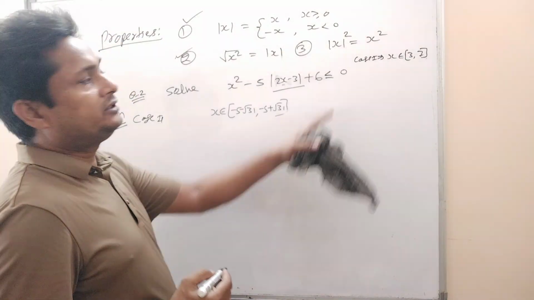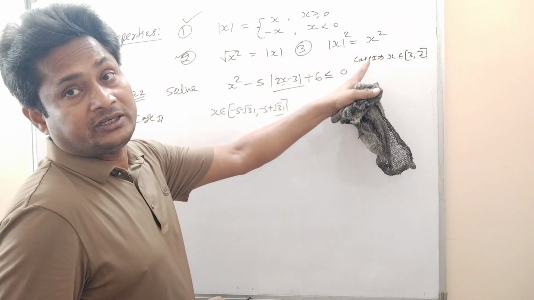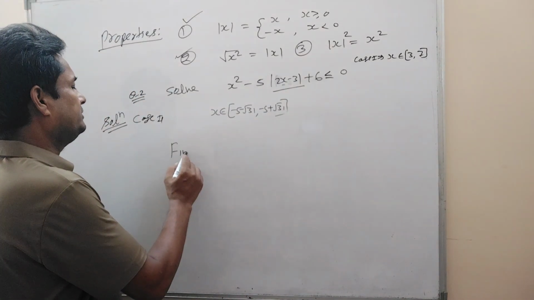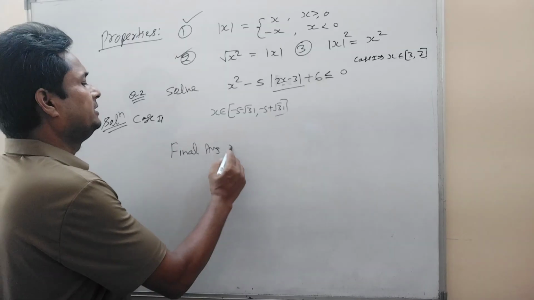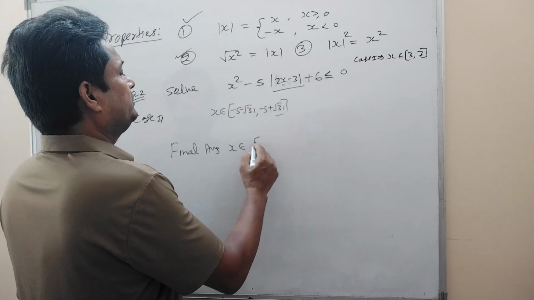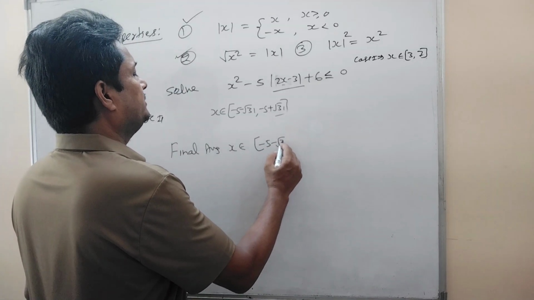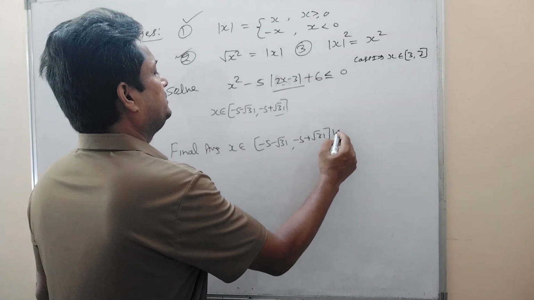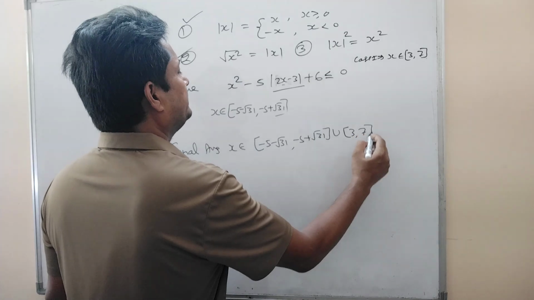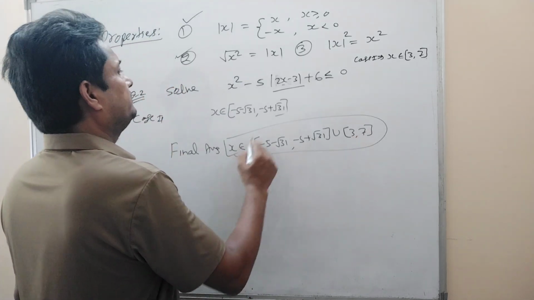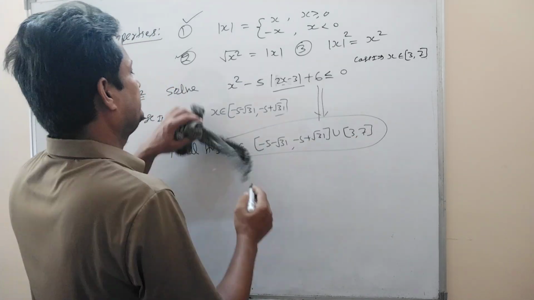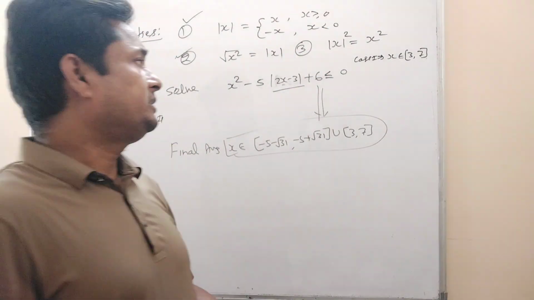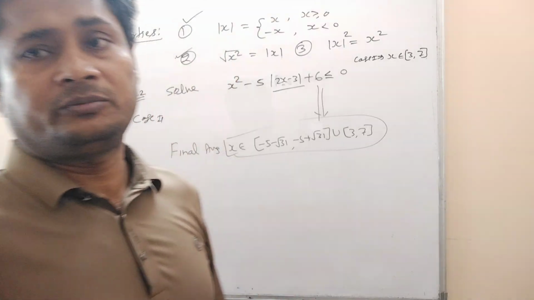Now we have to take the union of both cases. So the final answer will be x belongs to minus 5 minus root 31 comma minus 5 plus root 31 union 3 to 7. So this is the answer of this one. This is the final answer. Now we will discuss more questions based on this property.